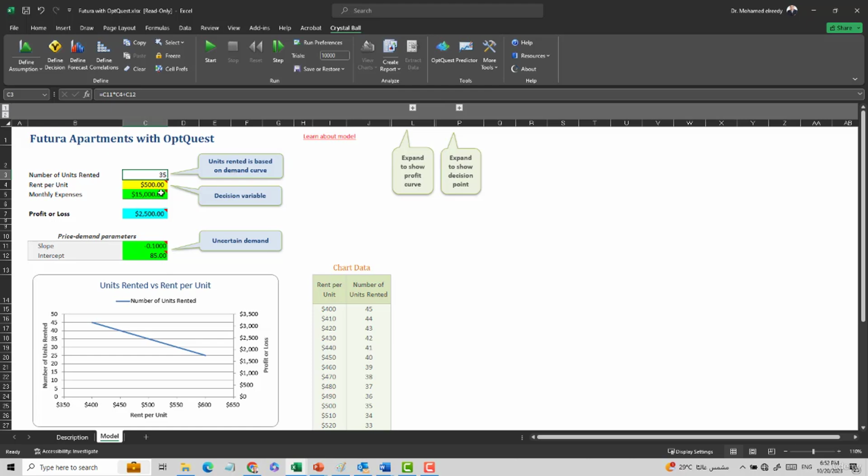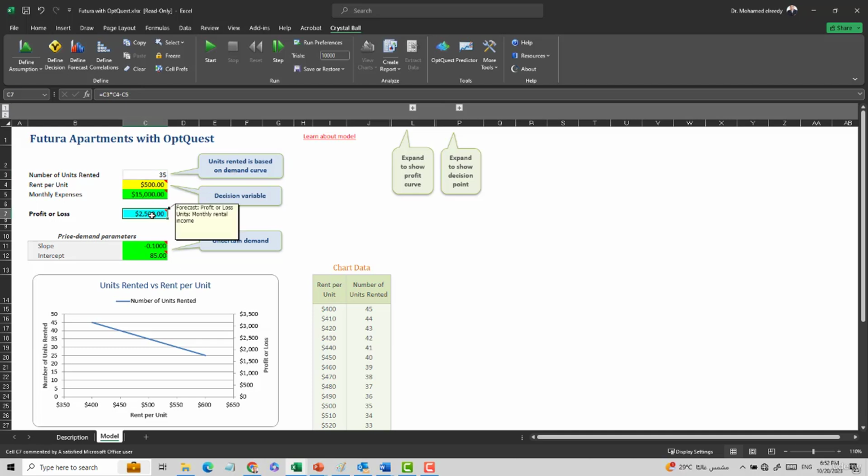Okay, let us do it step by step. According to this, 35 is C11, which is the slope, multiplied by C4, which is the value that we have, plus C12, which is this value, and this number will change. Okay, and so on. Units rented based on the demand curve. Okay, here is the number of units that will be rented.